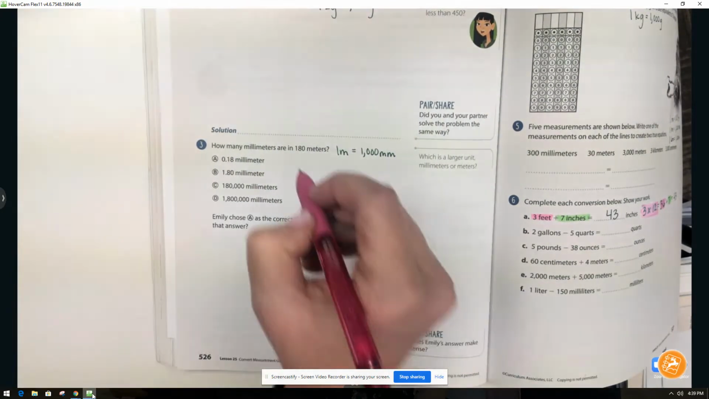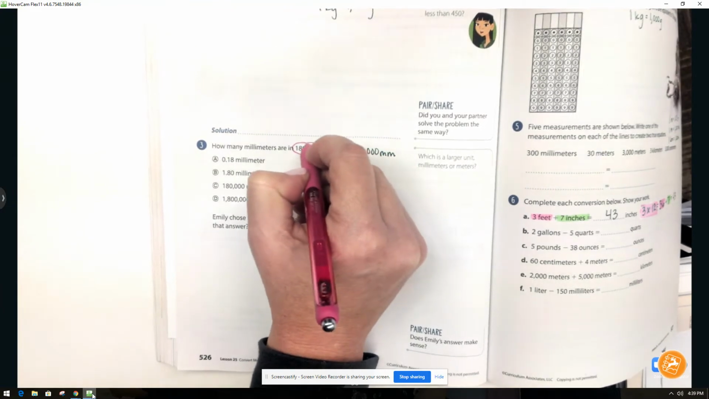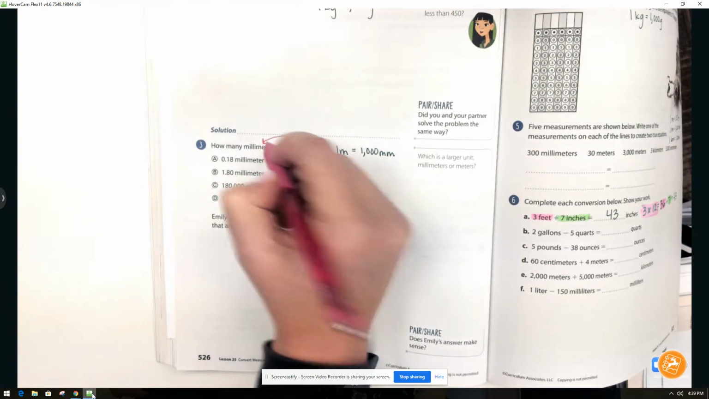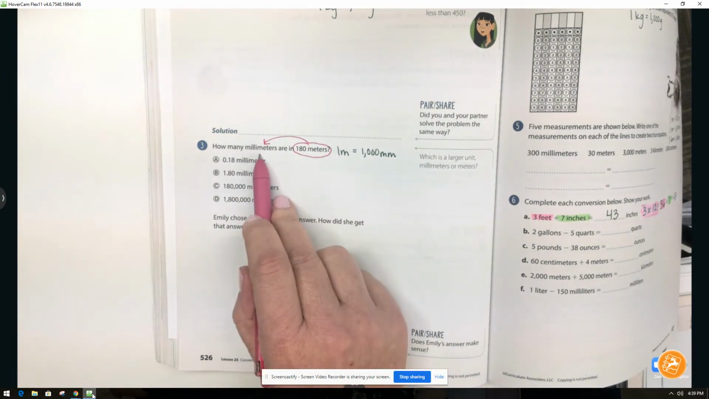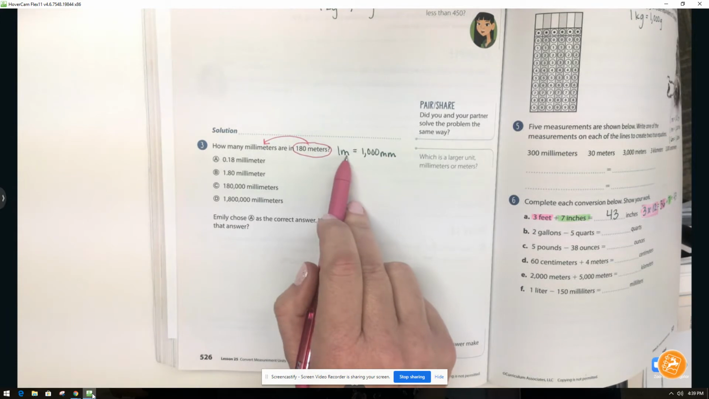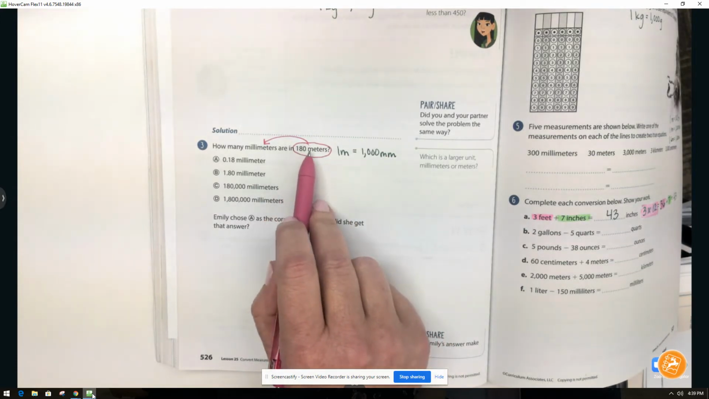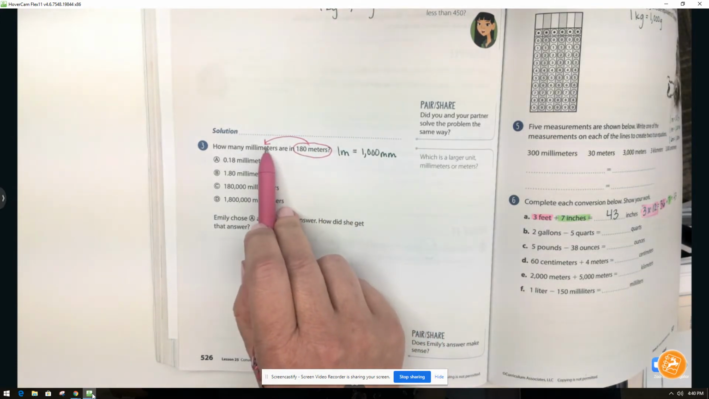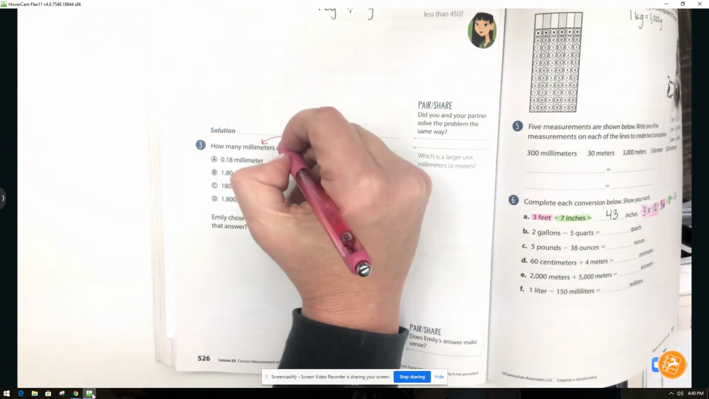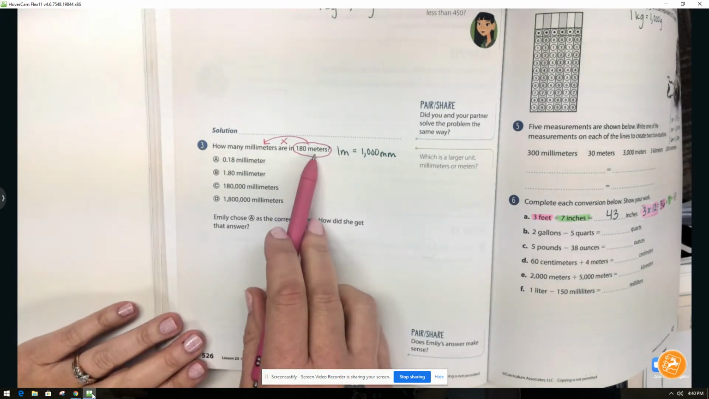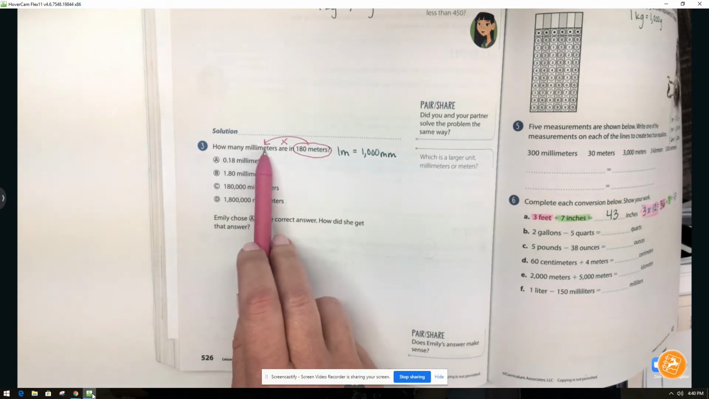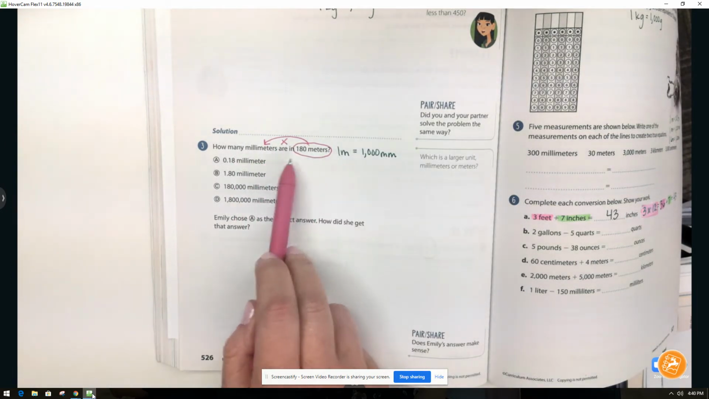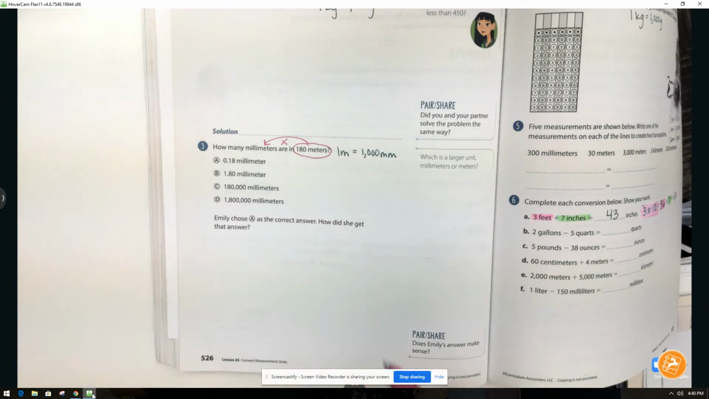If we're trying to convert from 180 meters to millimeters, what is larger, a meter or a millimeter? That's right, a meter is larger. So what operation do we use when we go from a larger unit to a smaller unit? That's right, we multiply. So then we're going to go ahead and multiply 180 meters by the number of millimeters there are in 1 meter to get our final product.